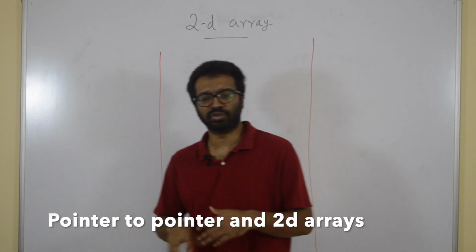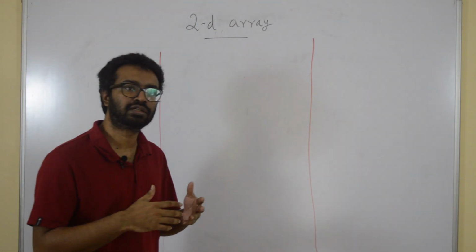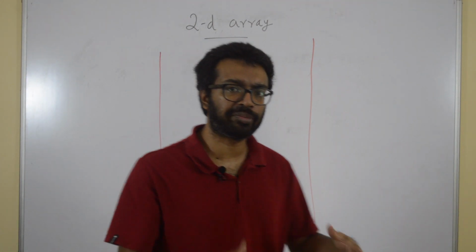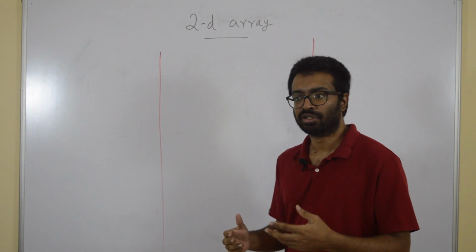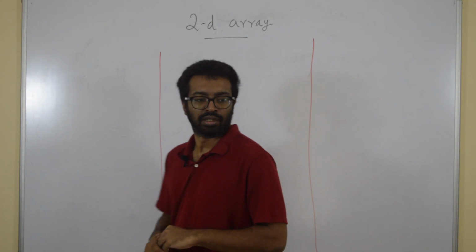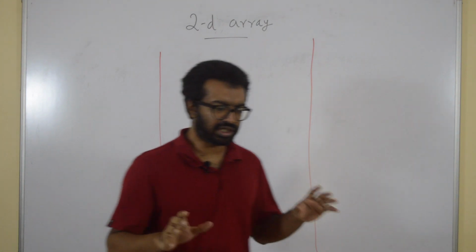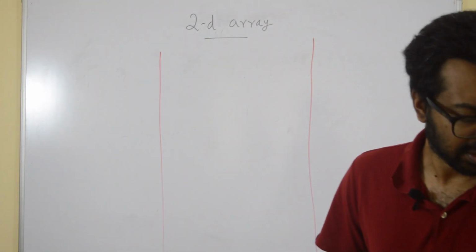Let's see the connections between two-dimensional arrays and pointers. We earlier saw the correspondence between one-dimensional arrays and pointers. Now we will see the correspondence between two-dimensional arrays and pointers to pointers. First, let's see how a two-dimensional array is laid out and how its memory is going to be.